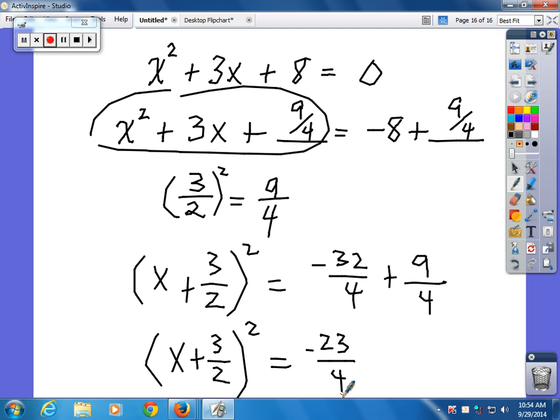I'm going to copy that and go to the next page. I'm going to leave that on the board for a few minutes because I know there may be 1 or 2 people in here that didn't get to that point.